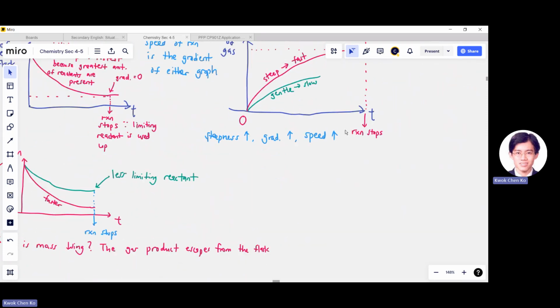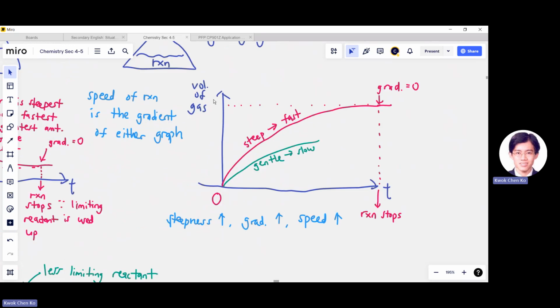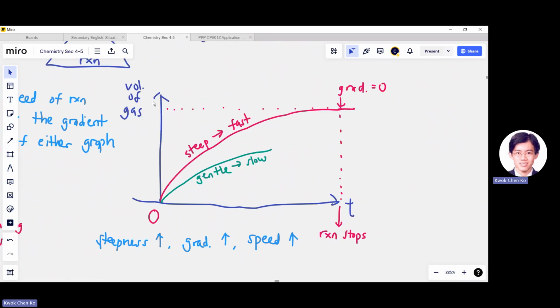Having said that, why is it, for this graph, that the volume of gas is increasing with time? Oh yeah, more and more gas product is formed. So you better write something like that. Don't just write effervescence. Okay, great. So you have the idea already.